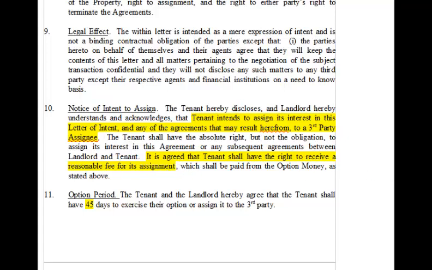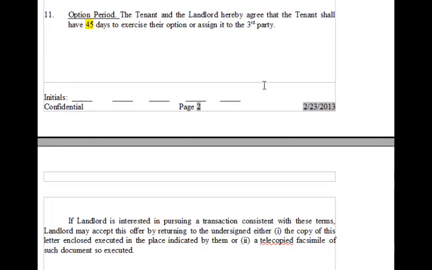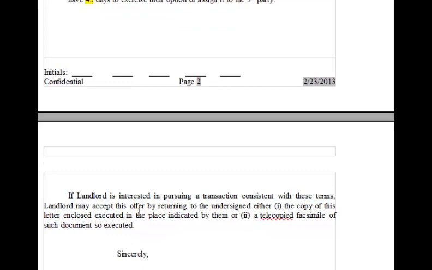Now here's how long it takes. The option period: the tenant and the landlord hereby agree that the tenant shall have 45 days to exercise their option or assign it to a third party. Now, that's it. That's the end of it, after 11. If the landlord is interested in pursuing a transaction consistent with these terms, the landlord may accept this offer by returning to the undersigned either 1, a copy of this letter enclosed, executed in the place indicated by them, or 2, you can fax it to us.